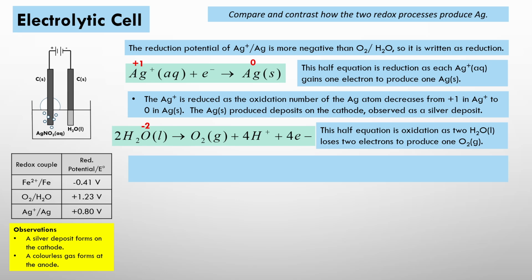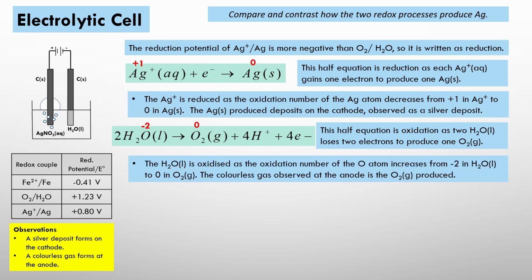There are other types of peroxides as well. Here in O2, you have to remember that if you have an O2, it's an element, so the oxygen is now 0, even though usually it's a -2 in everything. So what we can say here is that the H2O is being oxidized because the oxidation number of the oxygen atom in it has increased from -2 in the water to 0 in the gas. And then linking this to the observation is quite straightforward. The colorless gas observed at the anode is the O2 that's produced. Awesome.